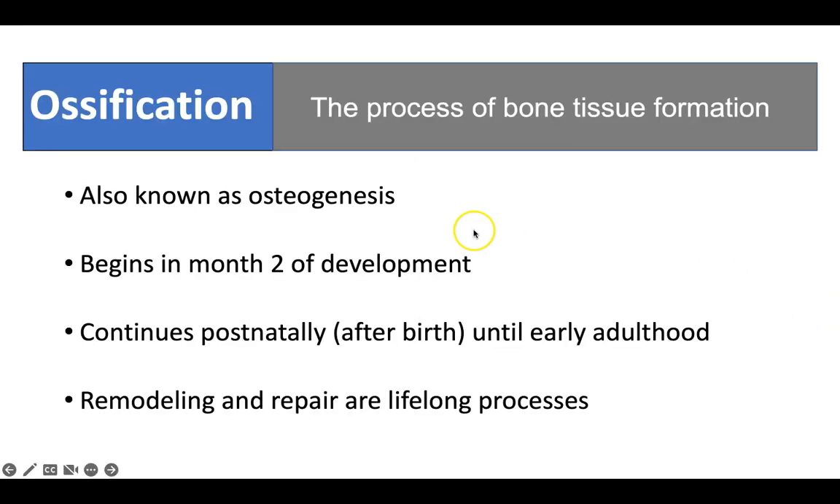So let's start with this definition, ossification. This is the process of bone tissue formation. It's also known as osteogenesis, and it begins about month 2 of development. It also continues postnatally, that means after birth, and it continues until early adulthood, so we think around age 25 in most people. But ossification can continue as remodeling and repair throughout the lifespan. So remodeling and repair are lifelong processes that involve ossification.